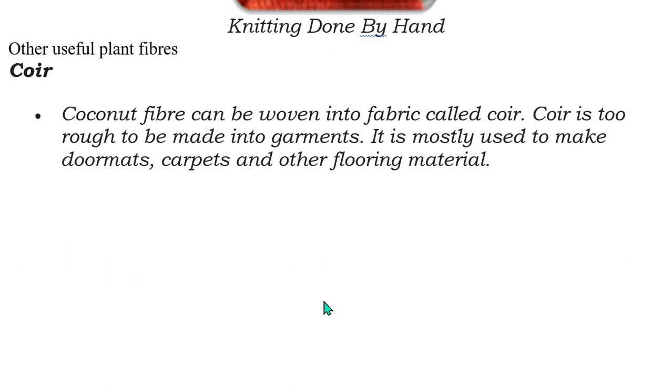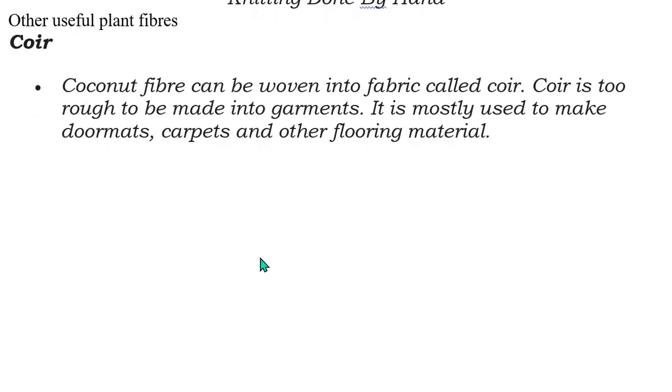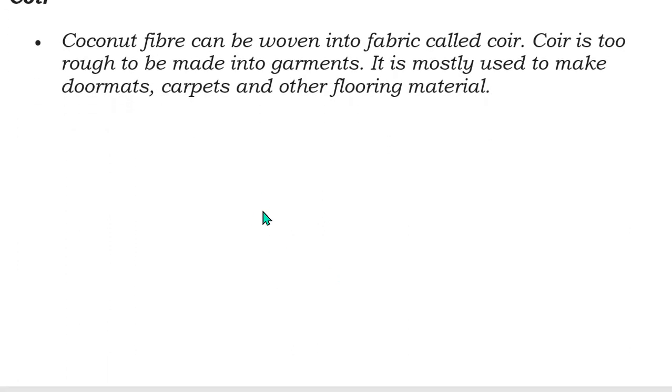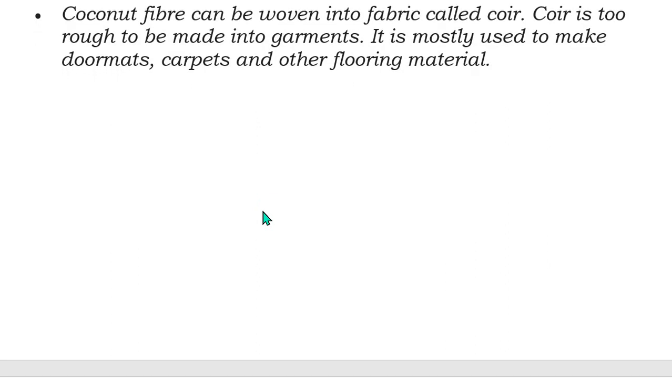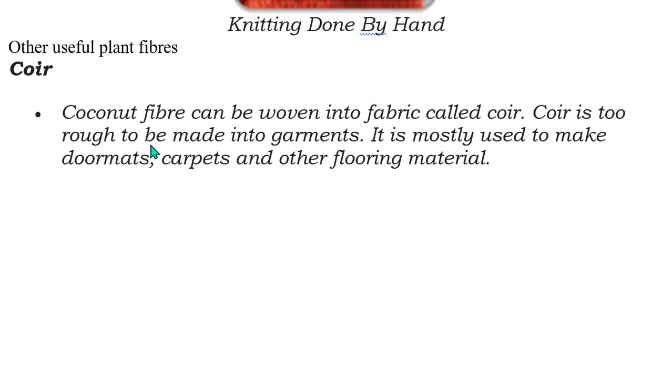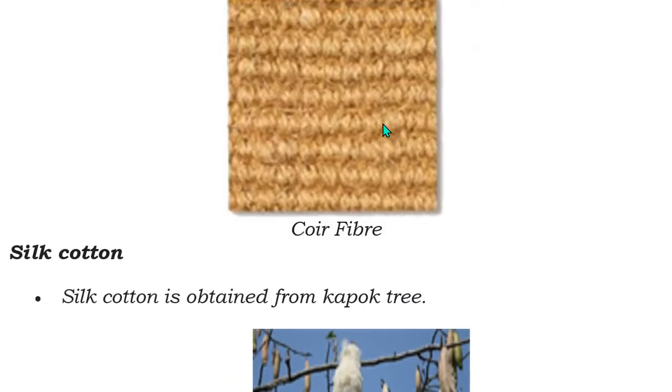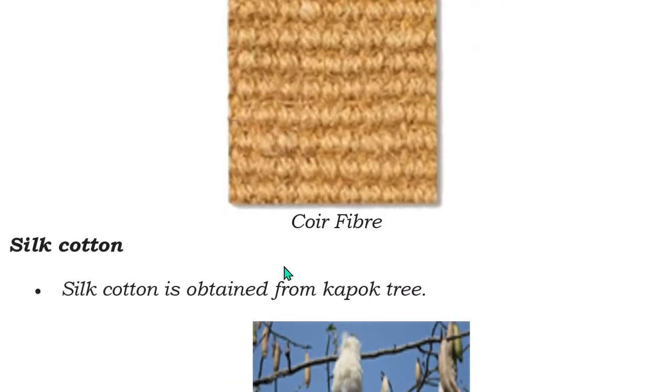And other useful plant fibers: coir, which is obtained from coconut, can be woven into fabric called coir. Coir is too rough to be made into garments. So garments are not made from coir, and it is mostly used for making doormats, carpets, and other flooring materials, and this is a coir fabric.